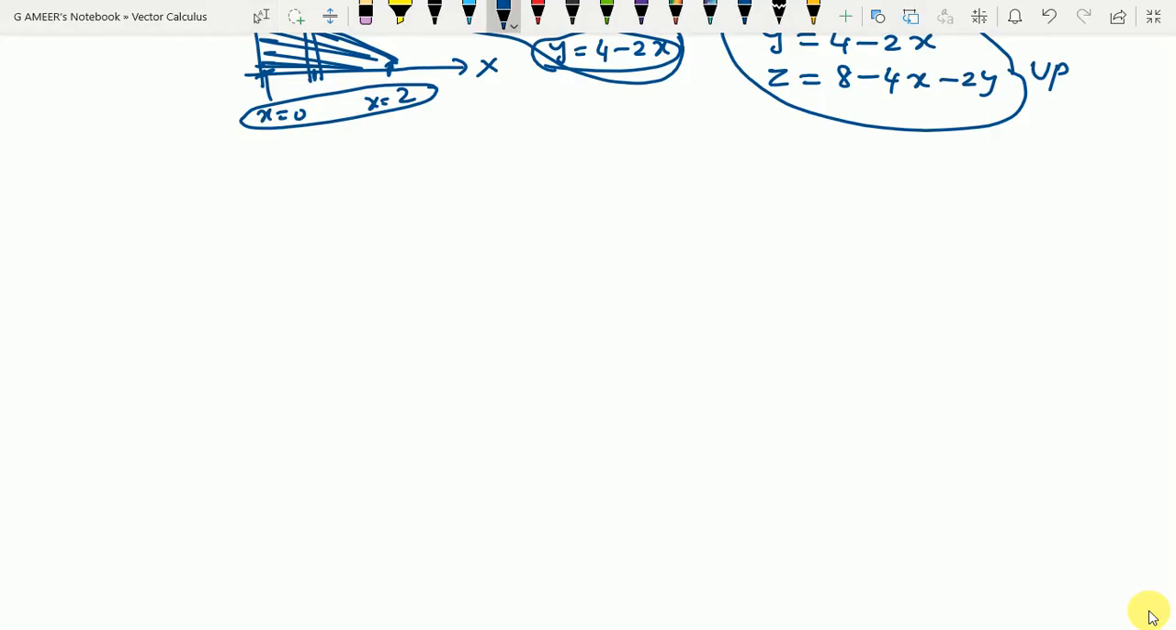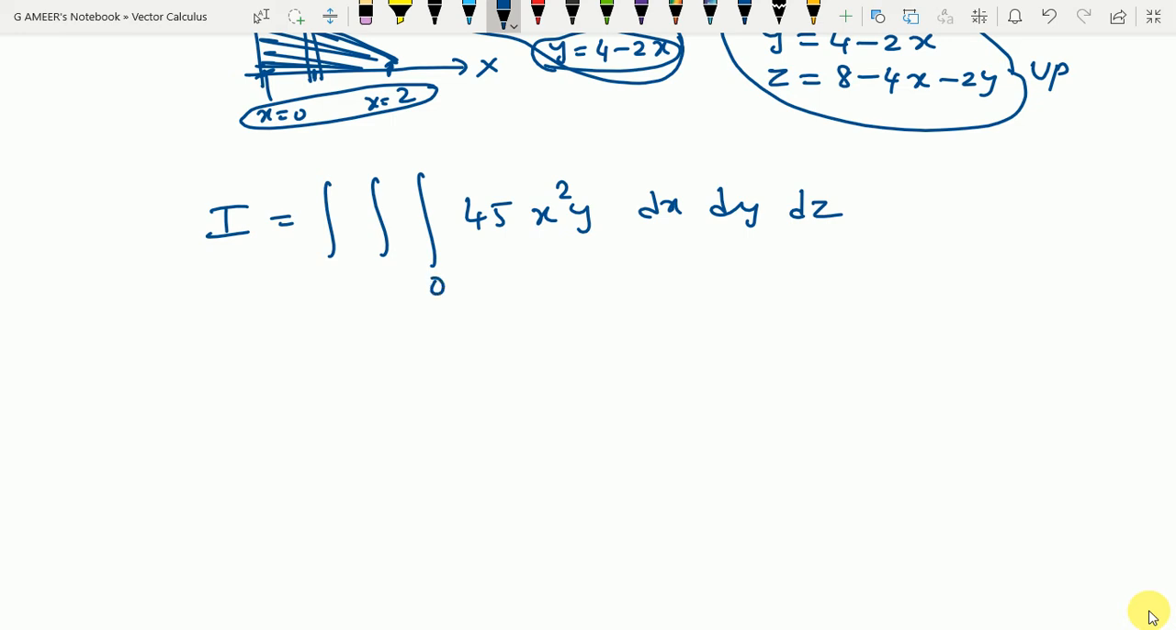The integration will be I is equal to the volume integration of 45 x square y dx dy dz. So z is varying from lower limit 0 to 8 minus 4x minus 2y. y is varying from 0 to upper limit 4 minus 2x. x is from 0 to 2. This is x, this is y, and this is z.